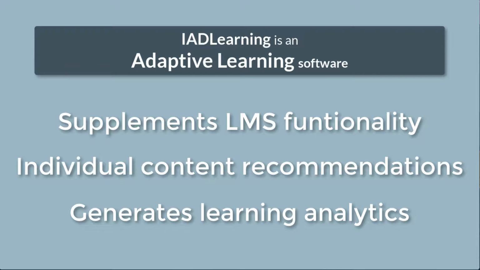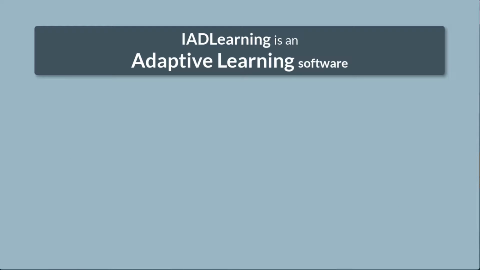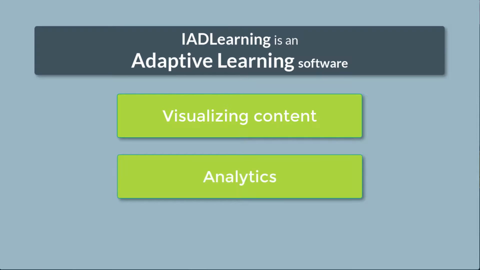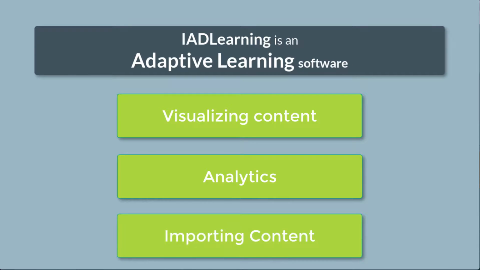As a product, we could say that IADLearning has three different parts, three different building blocks. The first one has to do with visualizing content, so we will see how content gets visualized within the tool. The second one has to do with analytics, and analytics has many phases within IADLearning. One of them is content recommendation, so we will see how this content recommendation works. And the last one has to do with bringing legacy content, basically Word and PDF, into the tool in a way that this content becomes adaptive. So those are the three pillars, as I said, of IADLearning.